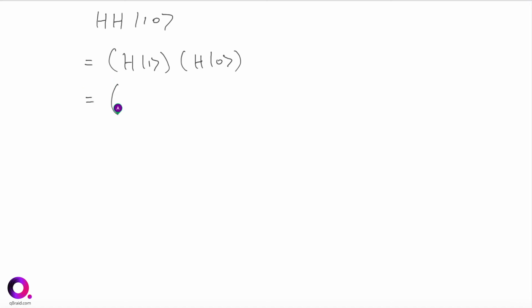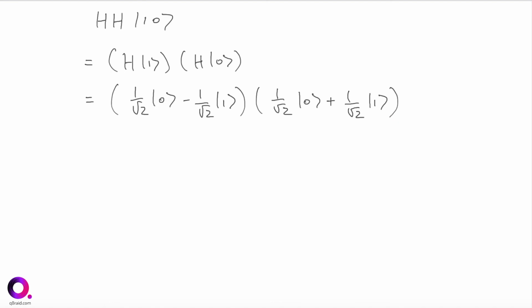And now we can just substitute the values of H applied to Ket 1 and H applied to Ket 0. And so we obtain 1 over square root of 2 Ket 0 minus 1 over square root of 2 Ket 1 for the first qubit. And for the second qubit, we get 1 over square root of 2 Ket 0 plus 1 over square root of 2 Ket 1.